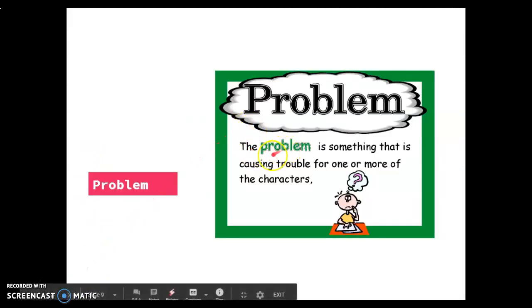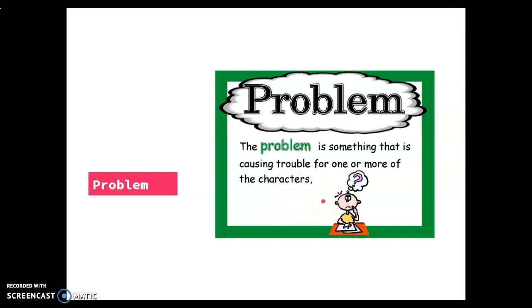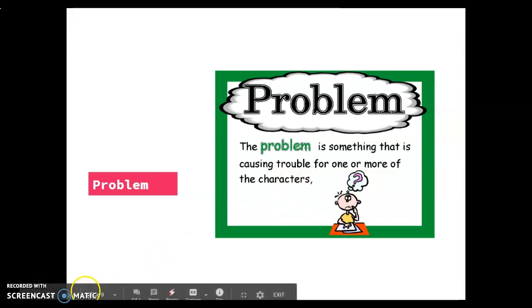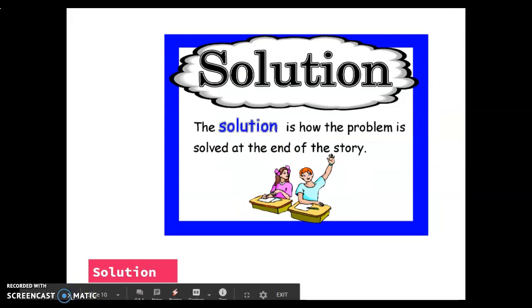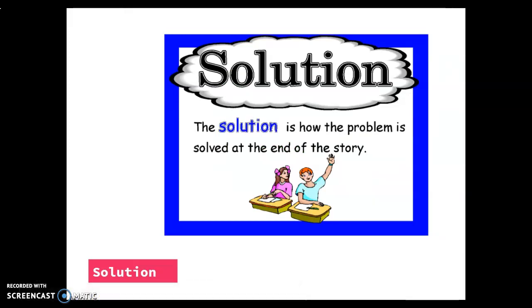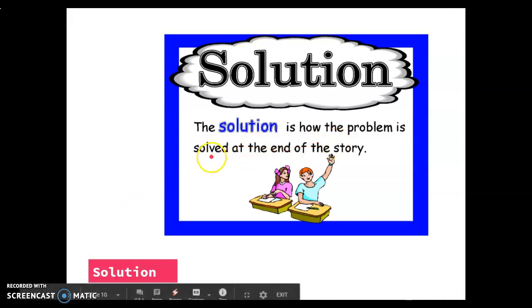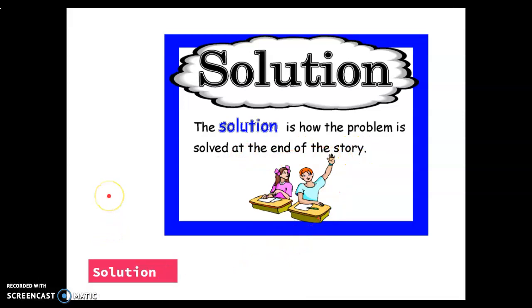Problem: the problem is something that's causing trouble for one or more of the characters. So something that's keeping them from being able to do something. And then, like I said, solution. Not all stories have solutions, but in our story, we're going to have one. The solution is how the problem is solved, usually at the end of the story. Our problems can be solved at the end of our stories.